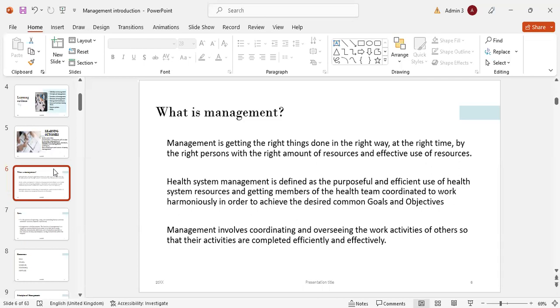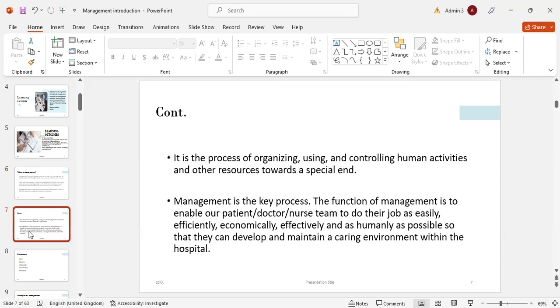Management involves coordinating and overseeing the work activities of others so that their activities are completed efficiently and effectively. It is the process of organizing, using, and controlling human activities and other resources toward a special end. Management is the key process. The function of management is to enable our patient, doctor, and nurse team to do their job as easily, efficiently, economically, effectively, and humanly as possible, so that they can develop and maintain a caring environment within the hospital.